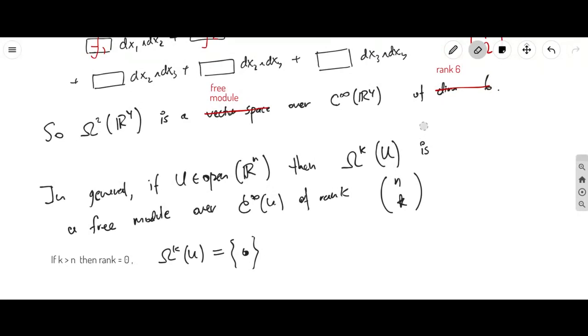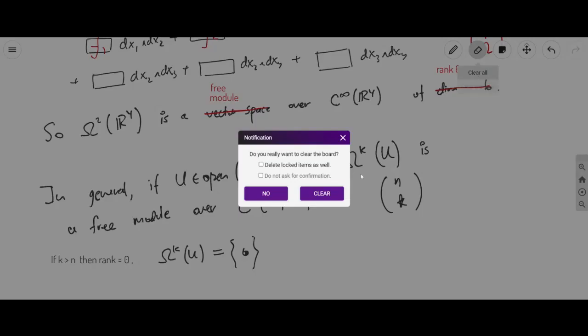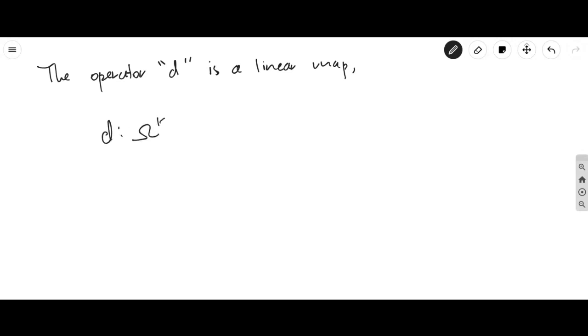The next thing that we want to move to is this operator called the differential operator. Now we define the differential form operator D. The operator D is a linear map from k forms on some open set to k plus 1 forms on the same open set. So it increases the degree.